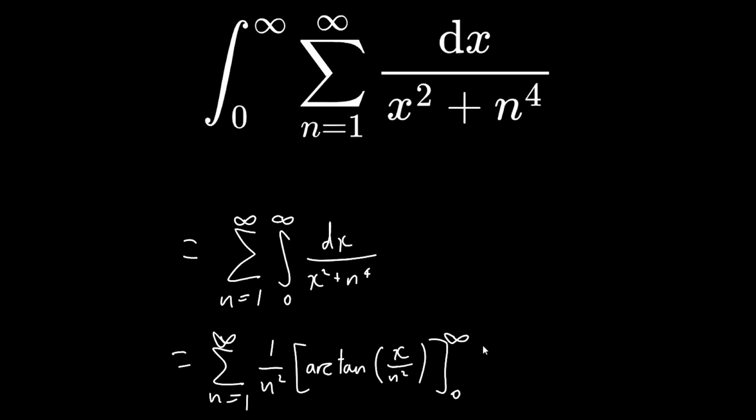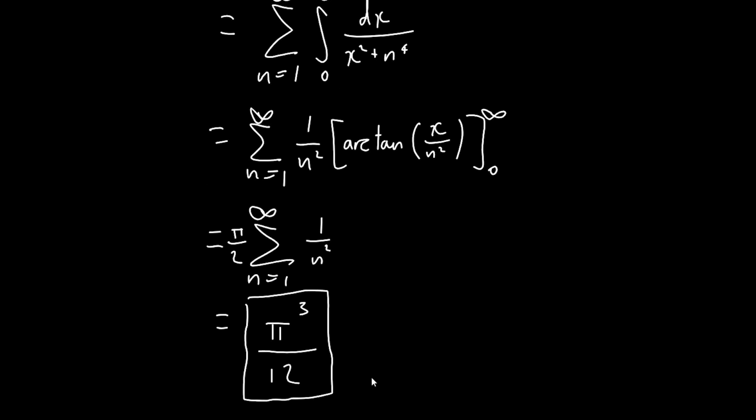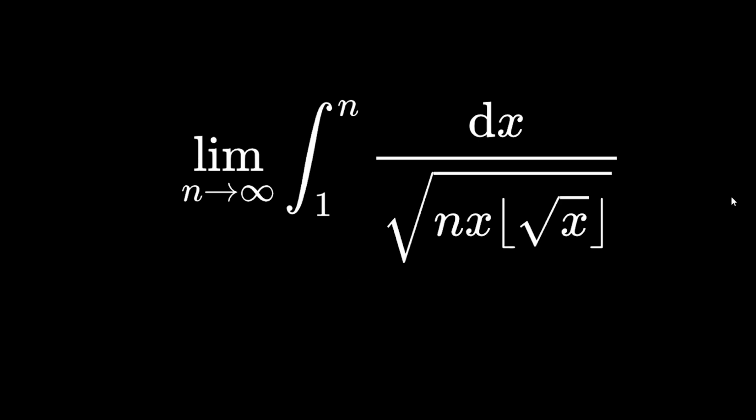We evaluate this, we just get pi over 2. And then we have the sum from n equals 1 to infinity of 1 over n squared, which is also pi squared over 6. So times it together, get pi cubed over 12. Not bad at all.